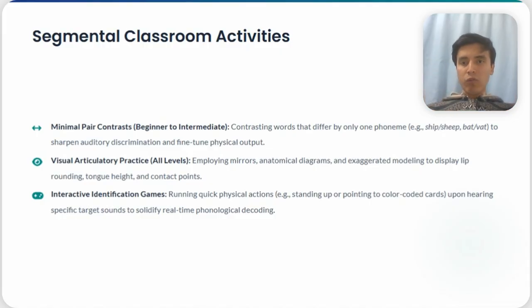So we couple this with visual articulatory practice. Having students use mirrors allows them to physically monitor their own lip rounding and positioning. We can also play interactive identification games and the students will improve a lot.